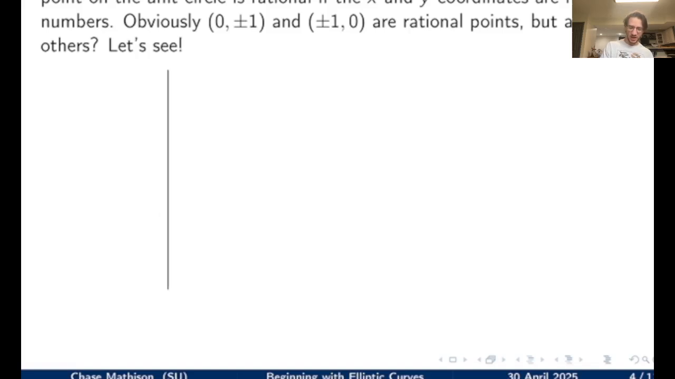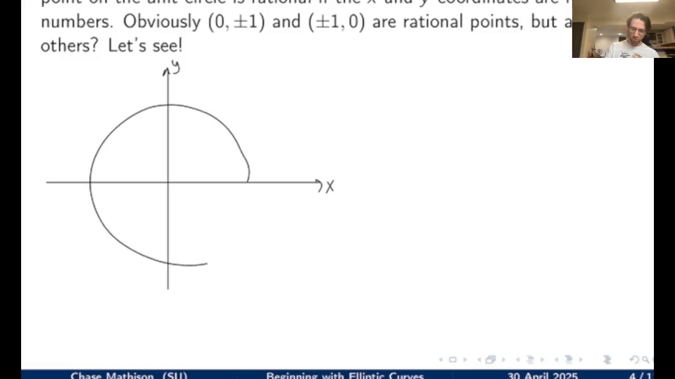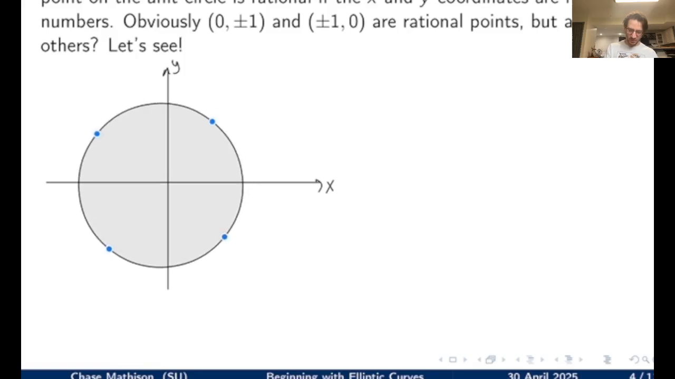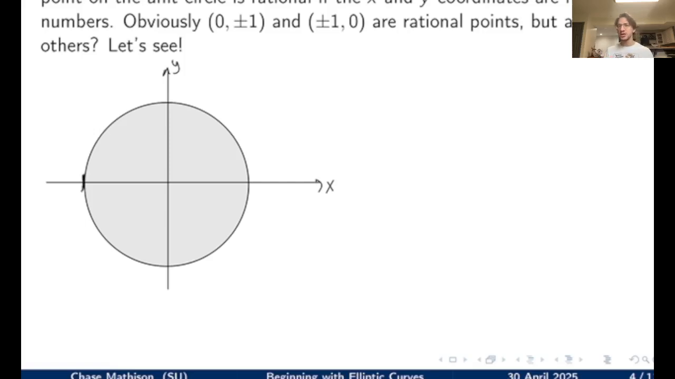Let's see. And one reason why this matters at all, outside of showing you an example that will help you get used to elliptic curve operations, is the rational points on the unit circle actually lead to Pythagorean triples, numbers that can be the side lengths of a right triangle. So let's give ourselves a drawing here of the unit circle.